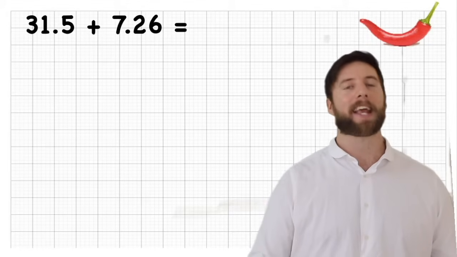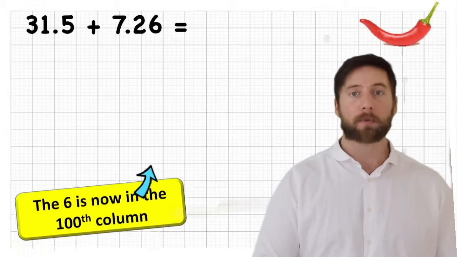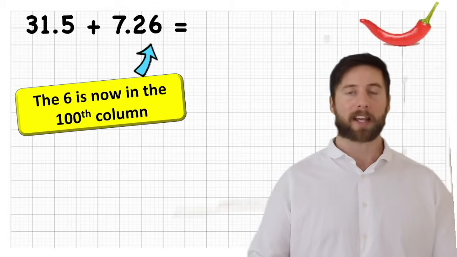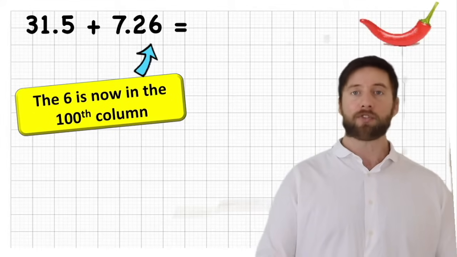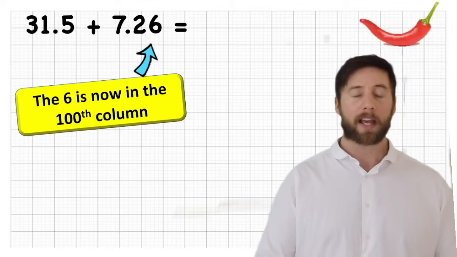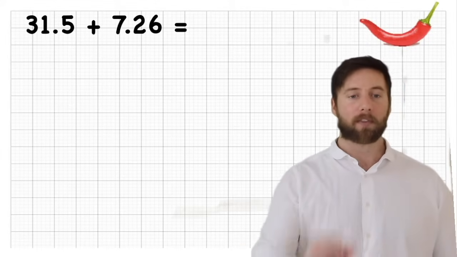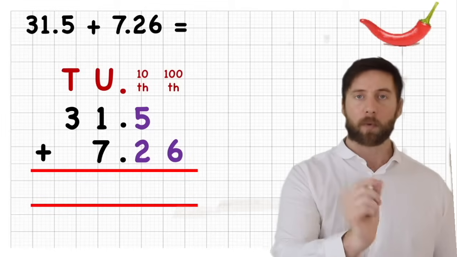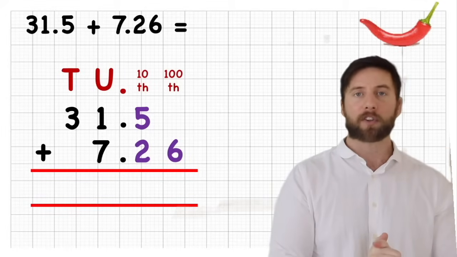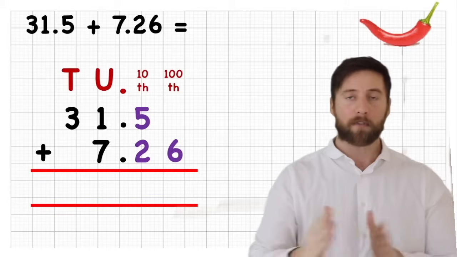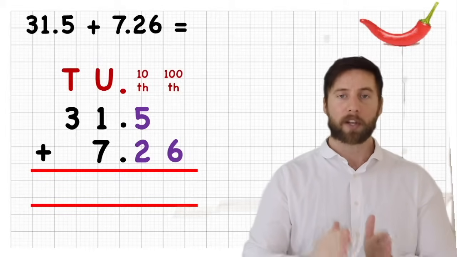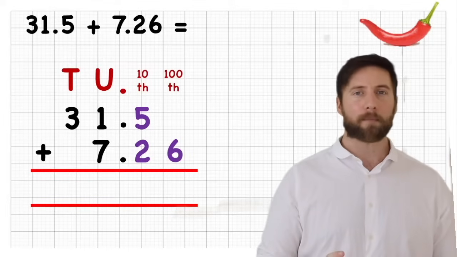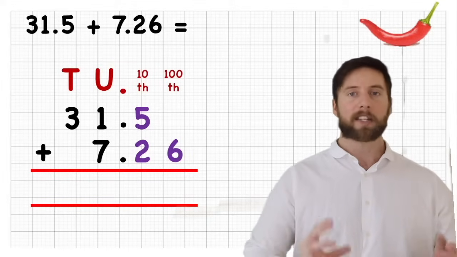Sometimes we can get questions where the amount of numbers after the decimal are different. Take for example, 31.5 add 7.26. We now have a number in the hundredths column. I've got a 6. So here is where that top tip of lining up our decimals really comes into its own. If I put my decimals in line with one another, then everything else falls in around it. I have 31.5 plus 7.26. But I've got a couple of gaps. Now in addition, that's not really that important, but it's really important for subtraction, so let's understand what we can do.